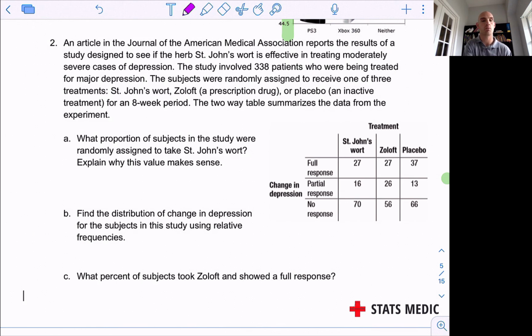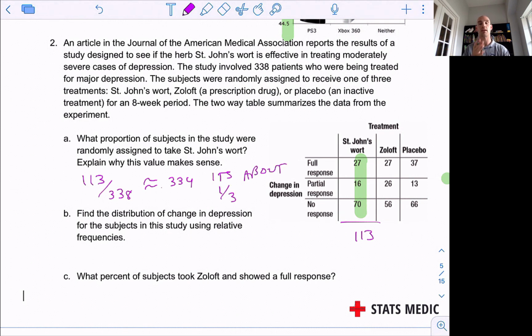What proportion of subjects in the study were randomly assigned to take St. John's wort? Explain why this value makes sense. So I'm going to check out my St. John's wort column: 27, 16, and 70. So our total here is going to be 113, and that would be 113 out of 338. Explain why this value makes sense. Well, 113 out of 338 is about a third, 0.334. So it would make sense. If they're doing the study, you want 1/3 of the patients taking each of the three different treatments.